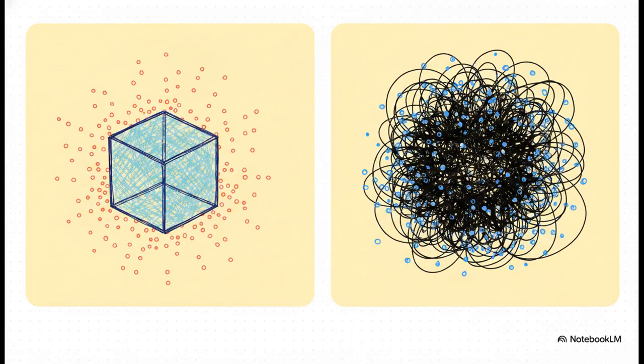So let's look at these two extremes side by side. On the left, we've got a model that is way too simple. That's high bias, which leads to underfitting. It's just completely missing the point.